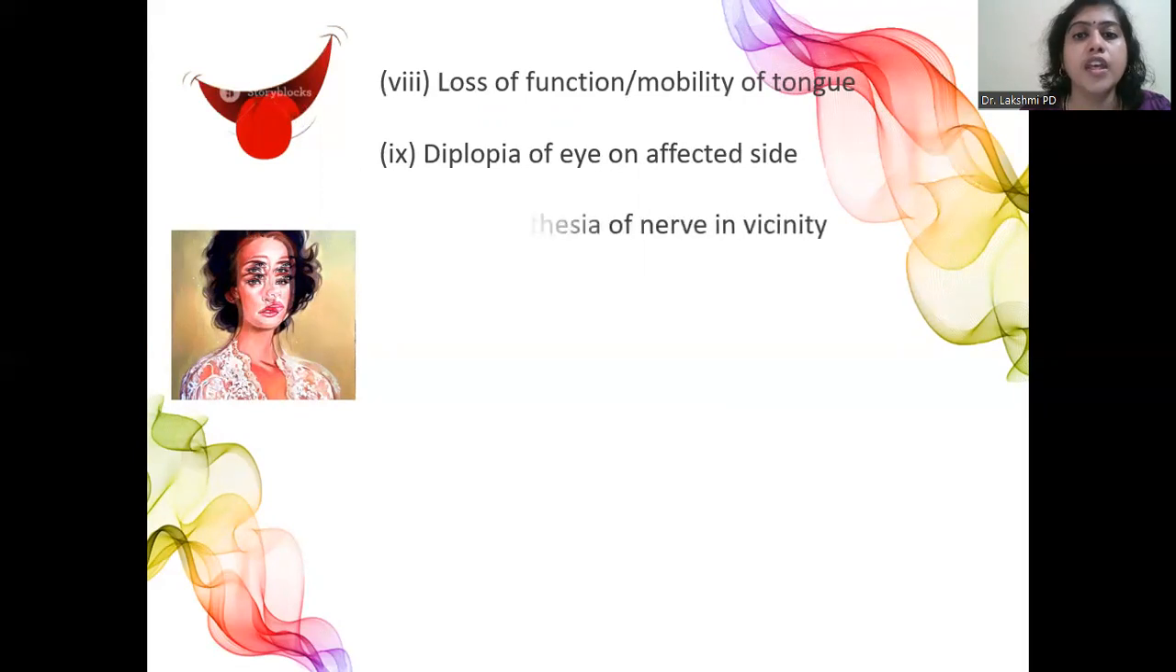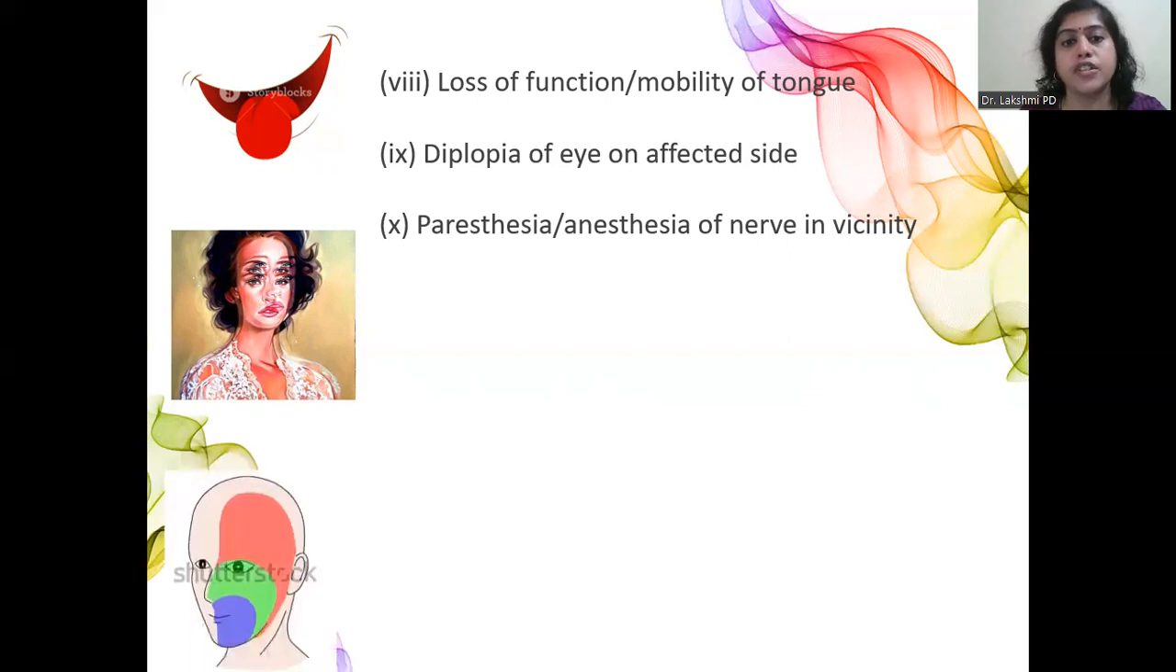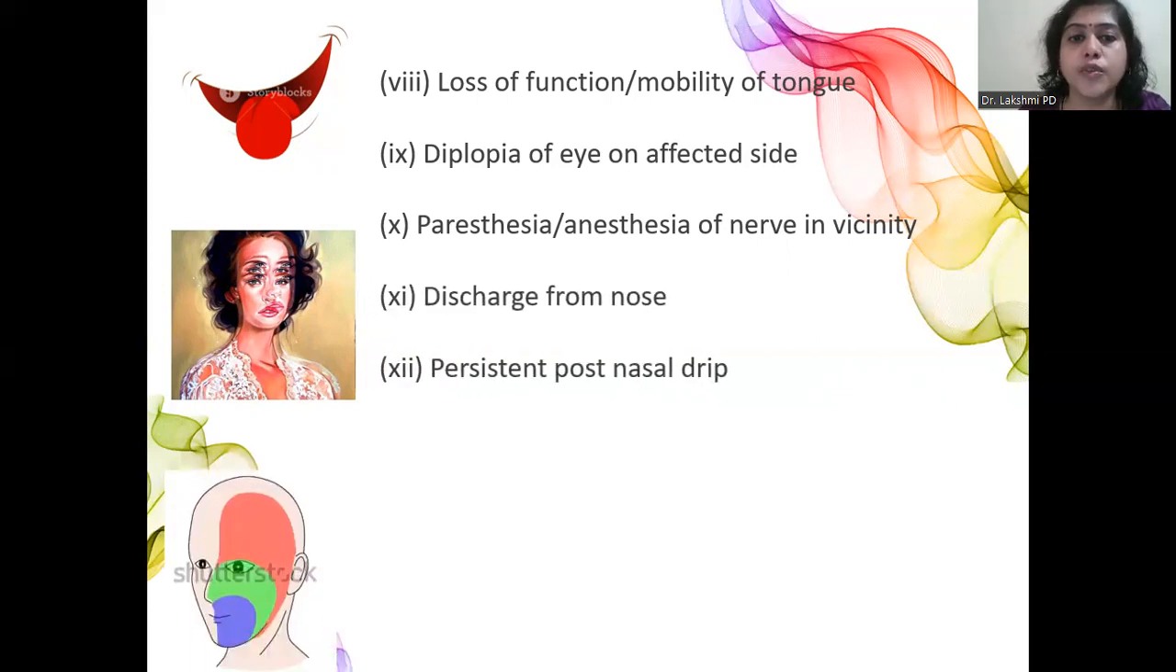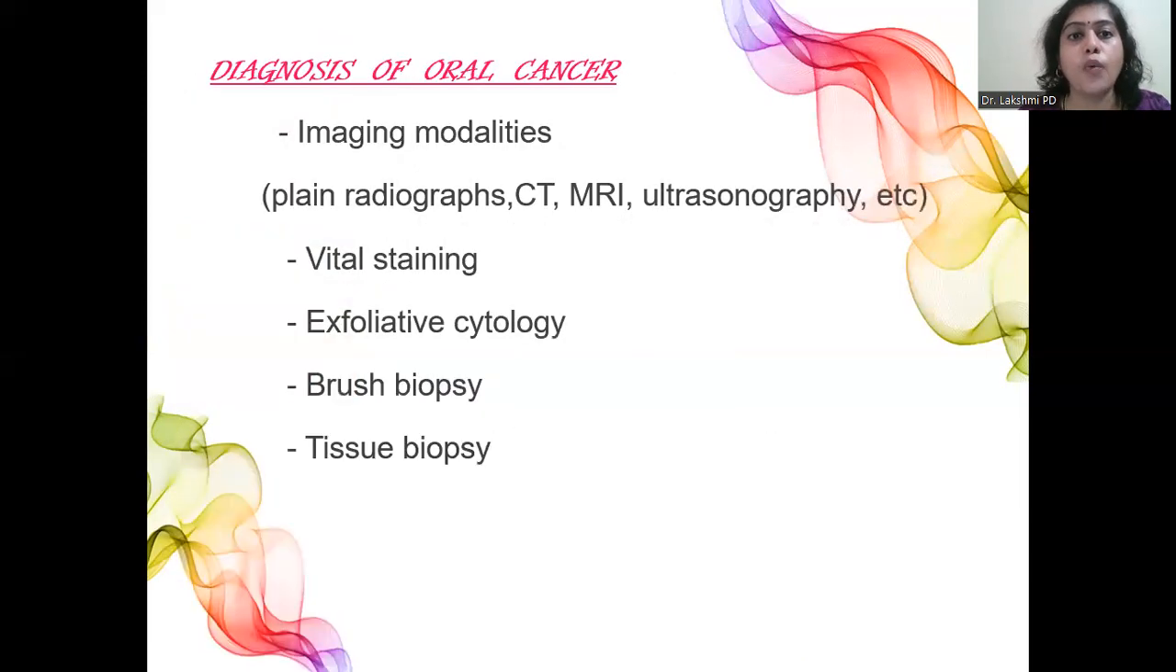You may never know. And also any paresthesia or anesthesia of any nerve in the vicinity of the suspected pathology, any discharge from the nose, any persistent postnasal drip, and slurred speech or excessive salivation. All these should be thoroughly examined for and correctly noted. Now, once you suspect that it could be cancer, or you find any lesion that is indicative of needing further investigation, kindly decide on which investigation is ideal for that particular lesion, depending upon the various modalities that I'll be talking about in the coming slides.